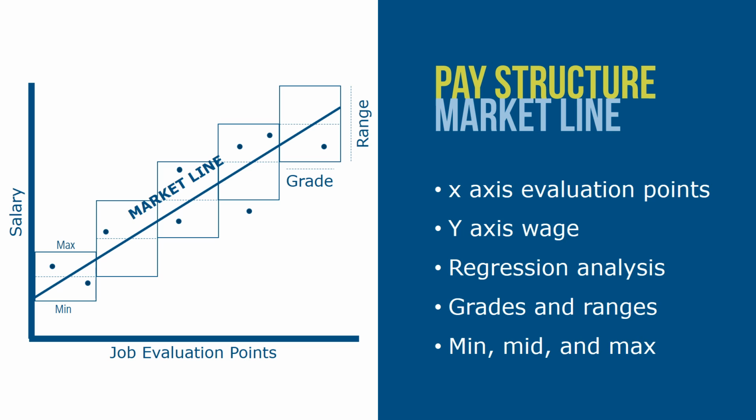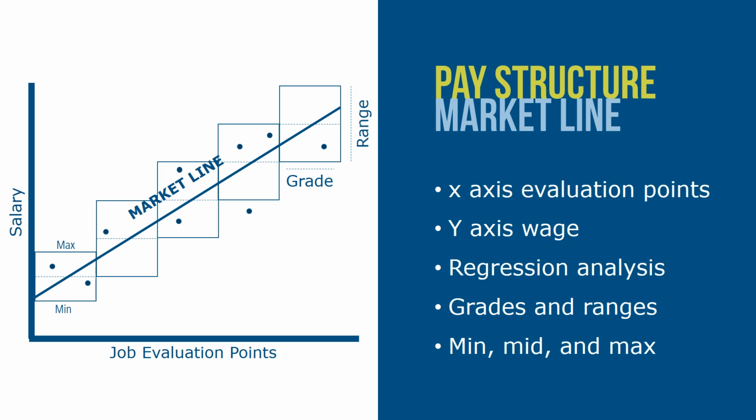As you can see in this example, the x-axis represents the evaluation points associated with different jobs that are used to map their importance in the organization. The y-axis represents the salaries the external labor market is paying for those jobs. The result of combining this data is a scatter plot. The market line is drawn to represent the relationship between job evaluation points and the salaries paid for the jobs. It's a line that represents that average, or representative of the pay policy that we set.